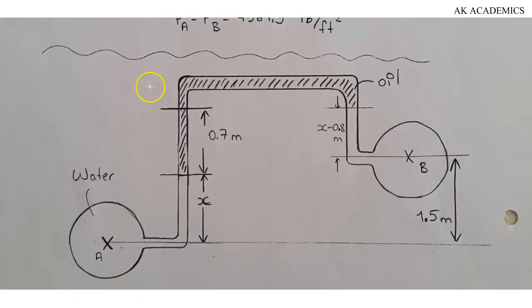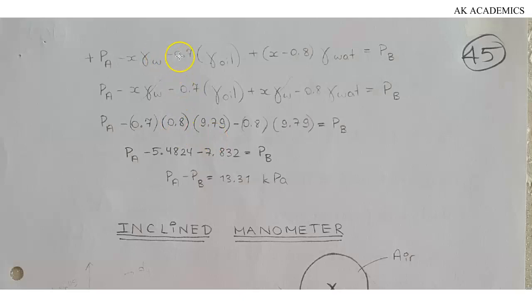Also, if you look at this diagram, you will find that we have oil and we are going up. The pressure is upward. Hence, this becomes negative. The pressure is going to be negative here too, since it is upward. So it becomes minus 0.7 multiplied by specific weight of oil. And that's why you have minus 0.7 times specific weight of oil here.